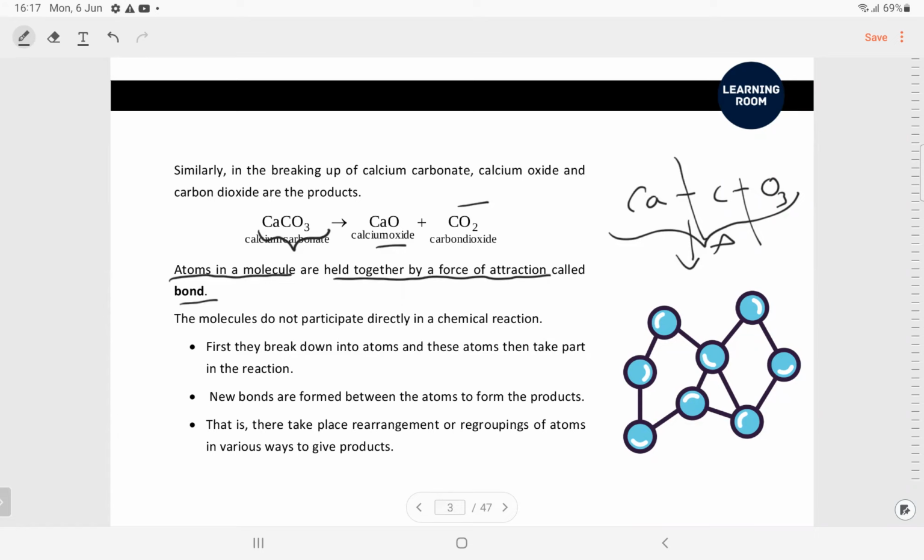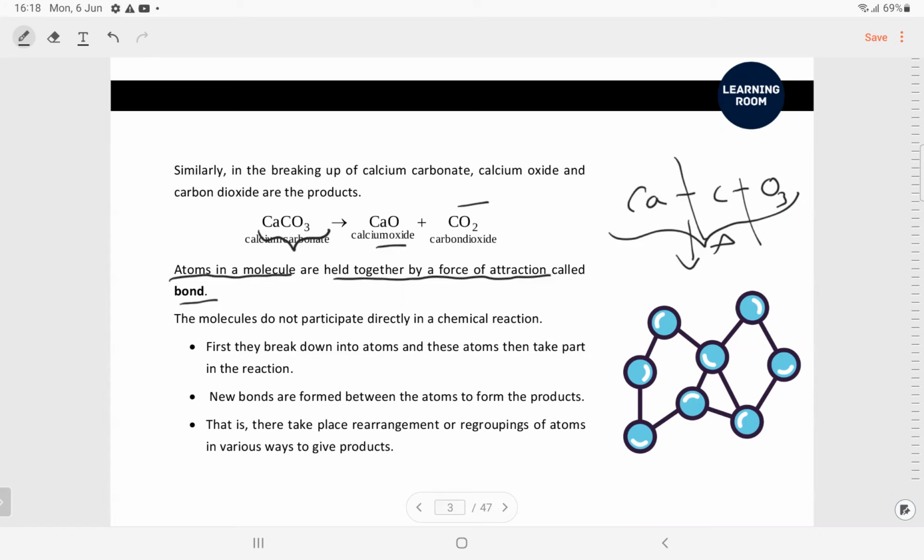And in the second step, see, here there is a bond between three elements. But on the product side, calcium oxide is a bond between two elements and carbon dioxide is a bond between two elements. So the bond is different in reactants and different in products. The new bond is formed, but there it is three elements, here it is two elements. The atoms will rearrange themselves. Calcium carbonate will rearrange, forming calcium oxide and carbon dioxide.